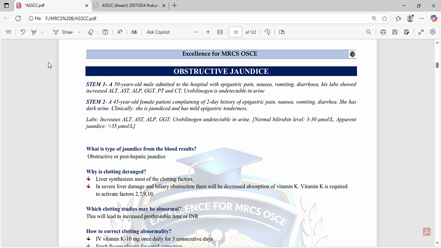Okay, guys, so we are going to discuss another station of the critical care, the obstructive jaundice. A 50-year-old male admitted to hospital with epigastric pain, nausea, vomiting, diarrhea. His labs showed increased ALT, AST, ALP, GGT, PT, and CT. Urobilinogen is undetectable in urine.